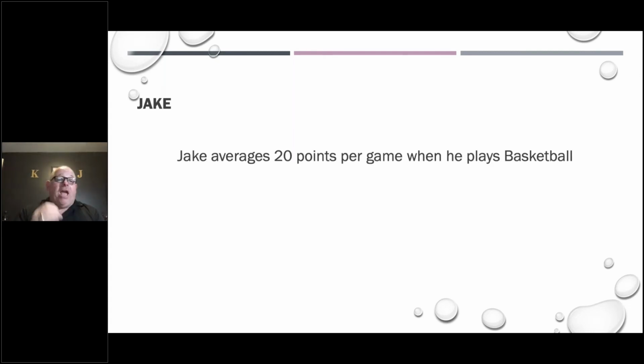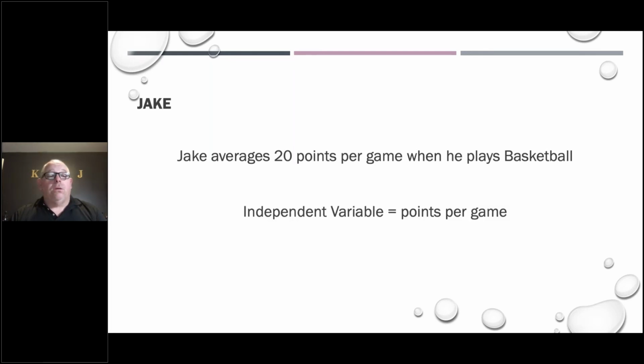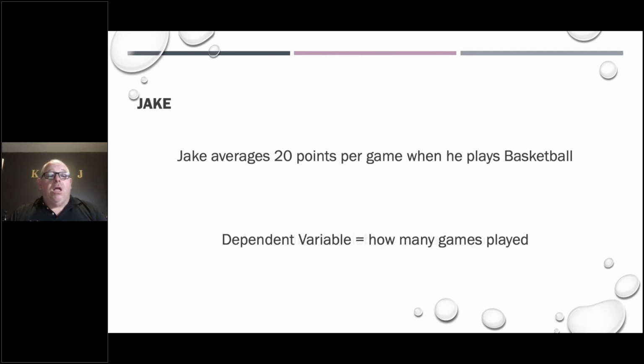Here's an example. Jake averages 20 points per game when he plays basketball. The independent variable here will be points per game. The dependent variable will be how many games were played.